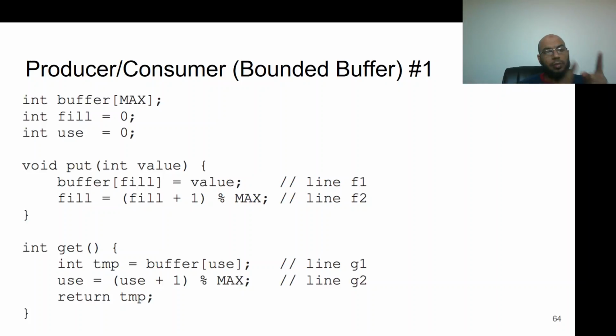And then get is quite similar. You start by getting the first element in the buffer, pointed to by use. If this is your buffer, then your use pointer points to the first element because it starts from 0. Once you grab the first element, you try to grab the second element, use plus 1 modulus max again, because when you reach the end of the buffer, when you have consumed everything that was in the buffer, you can wrap around and start from 0, and then you return whatever value you have been able to get from the buffer.